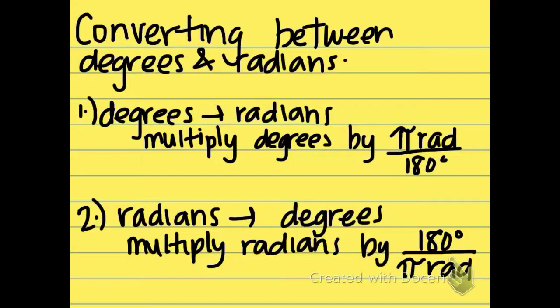How do you convert between degrees and radians? If you're going from degrees to radians, you'll multiply your degrees by pi over 180. If you're going from radians to degrees, you'll multiply your radians by 180 over pi.